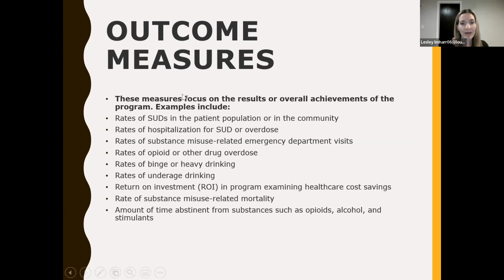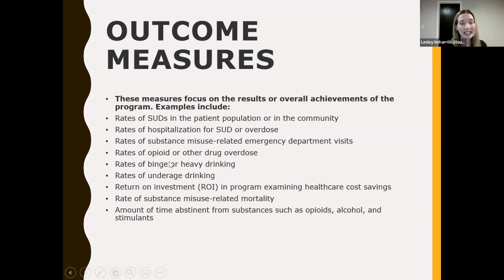So this is for a substance use disorder treatment intervention. They would want to know that rates of substance use disorder in the patient population have decreased, rates of hospitalizations and overdoses may have decreased, rates of substance misuse related emergency department visits decreased. They're also, this is really sort of counting, rates of binge or heavy drinking that could be measured using different scales, rates of underage drinking, that usually is like frequency and rates.